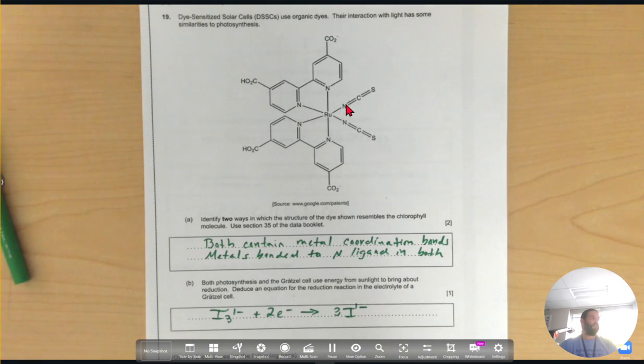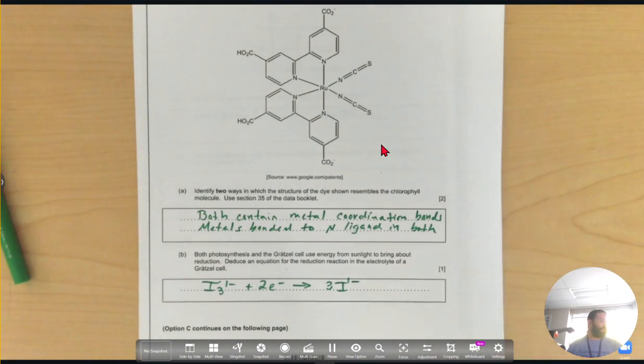Remember, coordinate bonds are when the ligand attaches to the transition, or actually I should say the metal cation, because magnesium is not a transition metal. And if you look in both images, all the metals are bonded to nitrogen ligands. So any reasonable similarities would work. Just make sure that they're actually there.